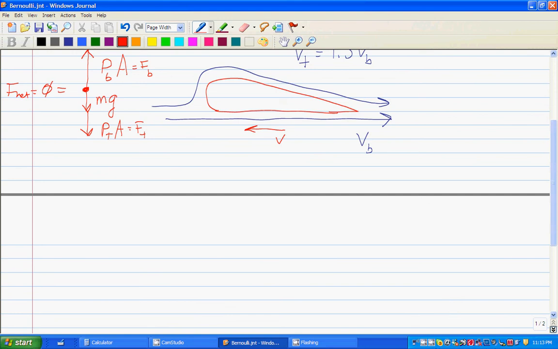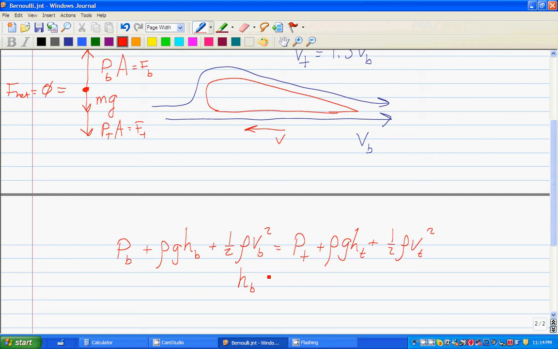Okay, next step is let's write out Bernoulli's equation. I remember we can derive Bernoulli's equation by using conservation of energy, but basically, if we're looking at the bottom, the pressure on the bottom plus rho g h bottom plus 1/2 rho v bottom squared has to equal the pressure at the top plus rho g h top plus 1/2 rho v top squared. Now, the bottom of the airplane wing is pretty much at the same altitude as the top. They're basically about equal. So that means that the rho g h terms go away.